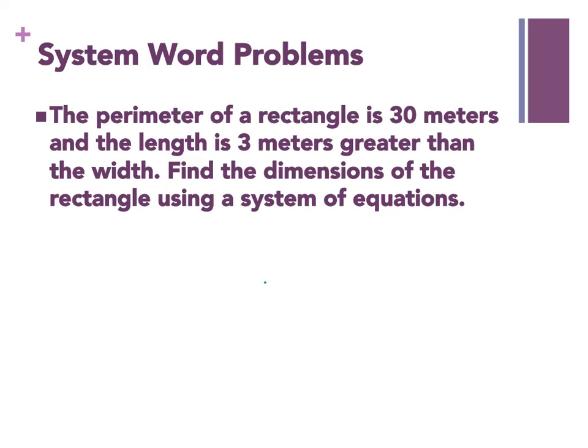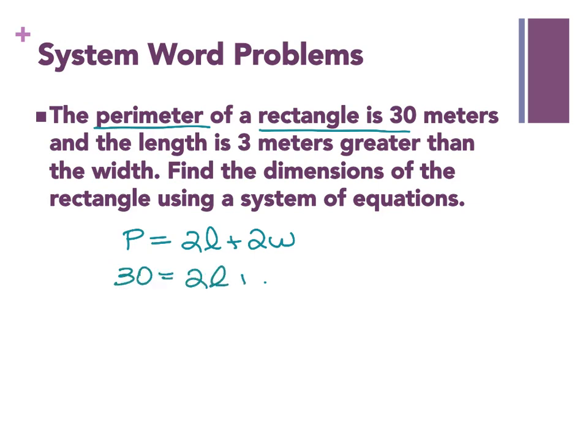The first piece of information that you need is obviously what the perimeter of a rectangle is. So that equation is perimeter equals twice the length plus twice the width. And in this one, it says that that is equal to 30 meters. So 30 equals twice the length plus twice the width. My two variables this time are length and width. The second piece of information it gives me is that the length is 3 meters greater than the width. So the length equals 3 plus W, or W plus 3.